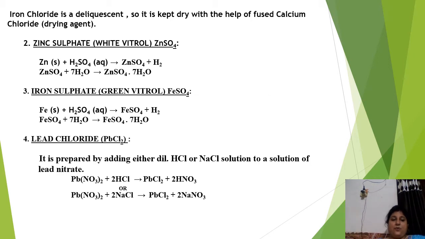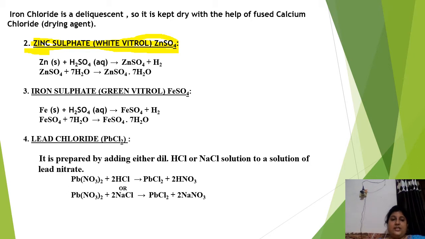The next compound is zinc sulfate. Zinc sulfate is also known as white vitriol. Remember the name, white vitriol is zinc sulfate. It can be asked in 1 mark questions. What is the color of zinc sulfate, or what is the common name of zinc sulfate, or what is the chemical name of white vitriol? So many questions arise from this. So you have to remember that zinc sulfate is also known as white vitriol.